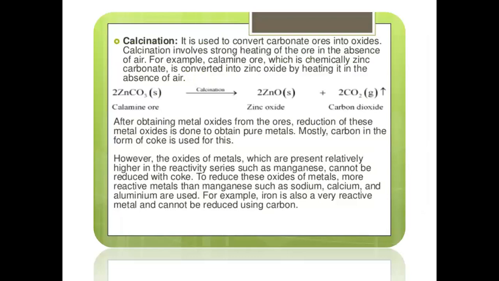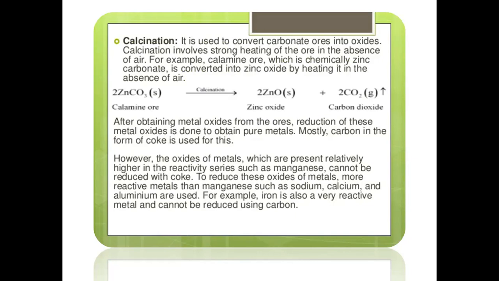Similarly, calcination. Calcination is a process of converting the carbonate ores into oxide in the absence or a limiting supply of oxygen, we can say. So calcination involves strong heating of ore in the absence of air. We will not provide extra oxygen to it. Only that much oxygen is present in the furnace which is essential for the combustion, right? For example, suppose zinc is present in the form of zinc carbonate, calamine ore. When treated with the calcination process, it is converted into zinc oxide and carbon dioxide.